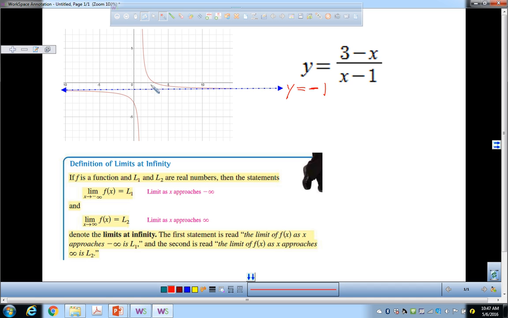Okay, so what all this says is if f is a function and L1 and L2 are real numbers, this means the limit as x goes to negative infinity, which is different than the limit of infinity, which we'll talk about in a second. That's when you have a vertical asymptote. But we also have limits at infinity. So as x gets very, very large in the negative direction, this thing approaches -1.